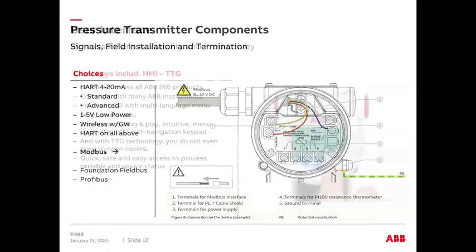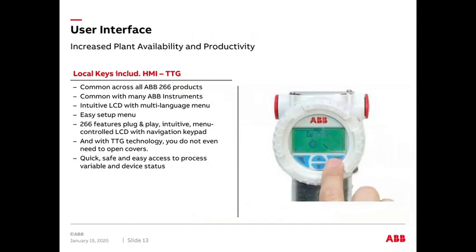The user interface, I'll go through a couple things here interface-wise. The ABB interface is common across all the 266 pressure products, as well as many of the other ABB products. You'll see that same 4-button screen. It's very intuitive and multi-language. I usually tell people it's like my Timex marathon lap watch. It's got 4 buttons, and even if you have never used it before, it's pretty easy to go through it and learn how to use it.